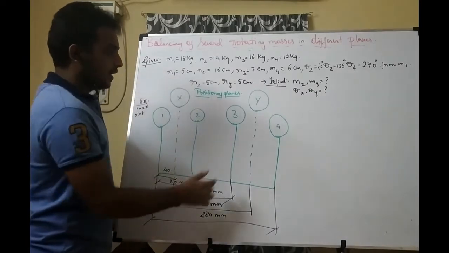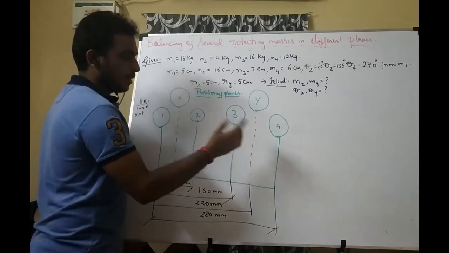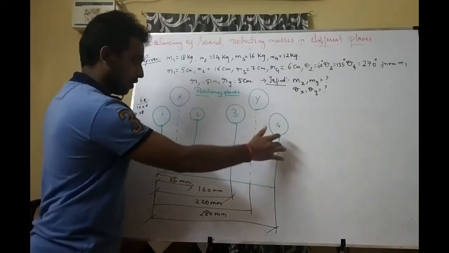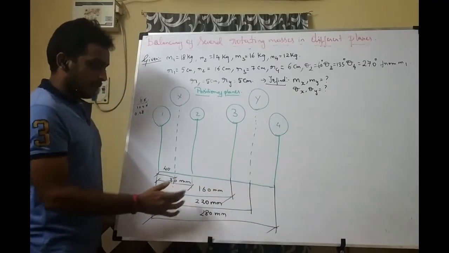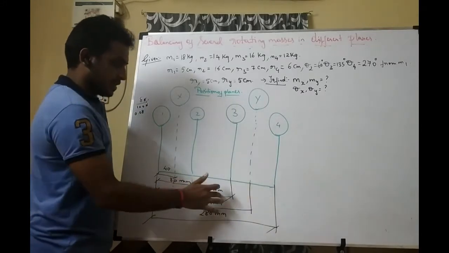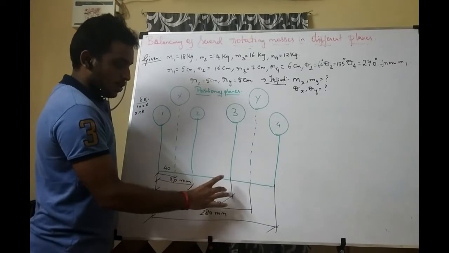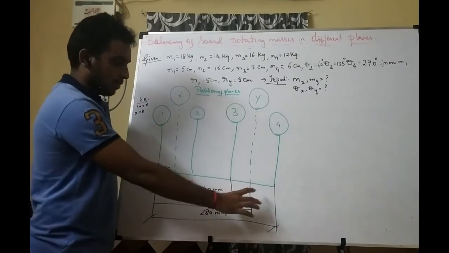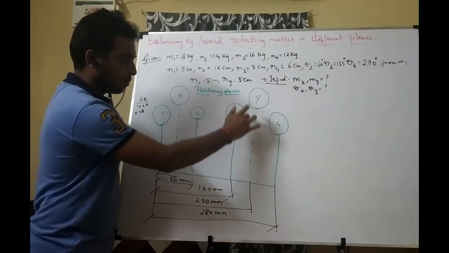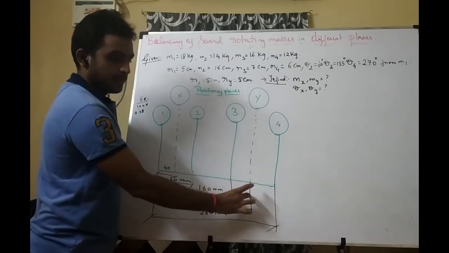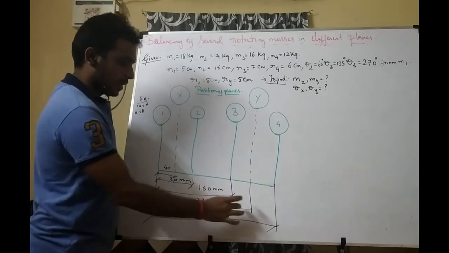And then the second balancing mass is located midway between M3 and M4 with respect to the first plane. We know that M3 is located at 160 mm and M4 is located at 280 mm. So 280 minus 160 gives 120 mm, so midway is 60. So from M1 it is located at 220 mm.